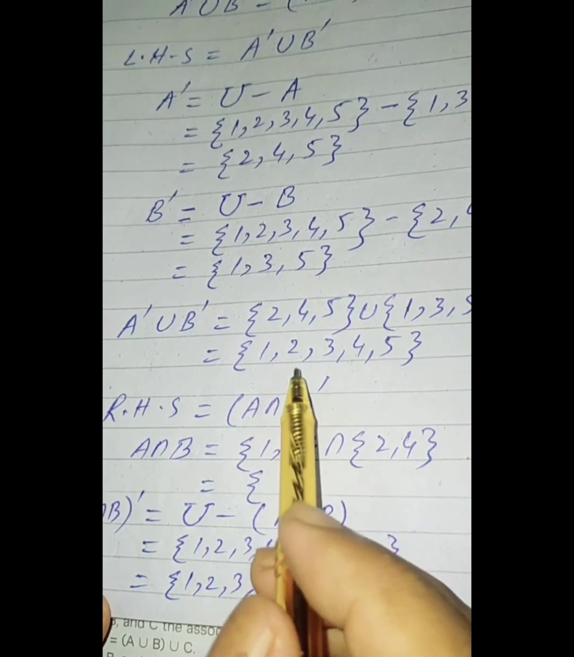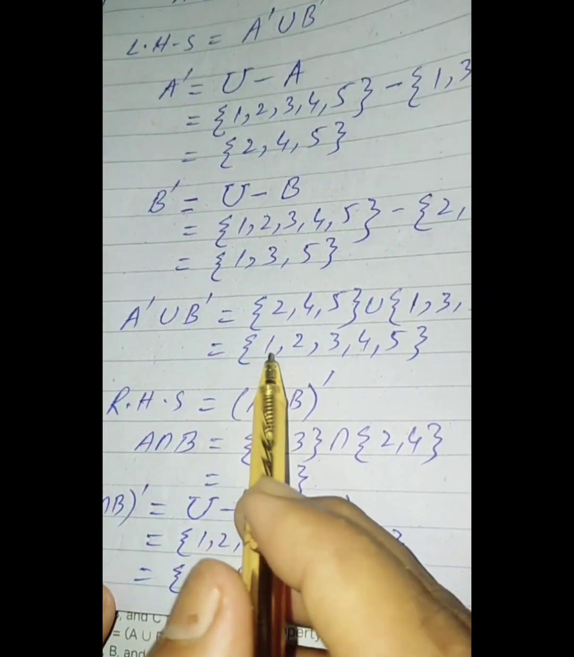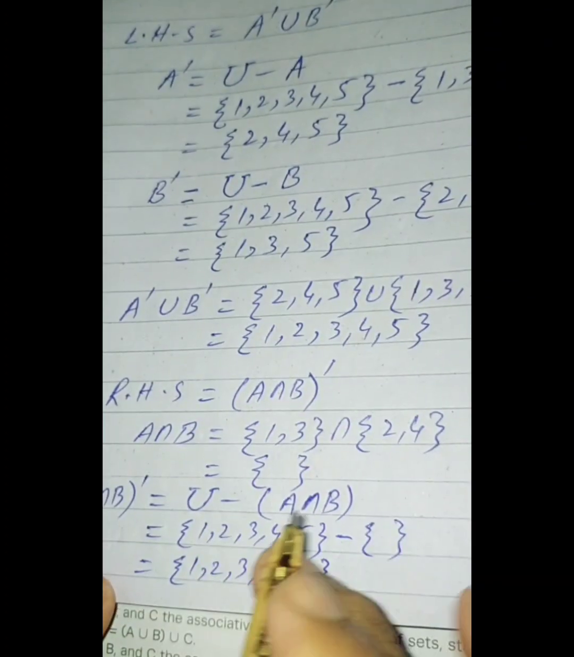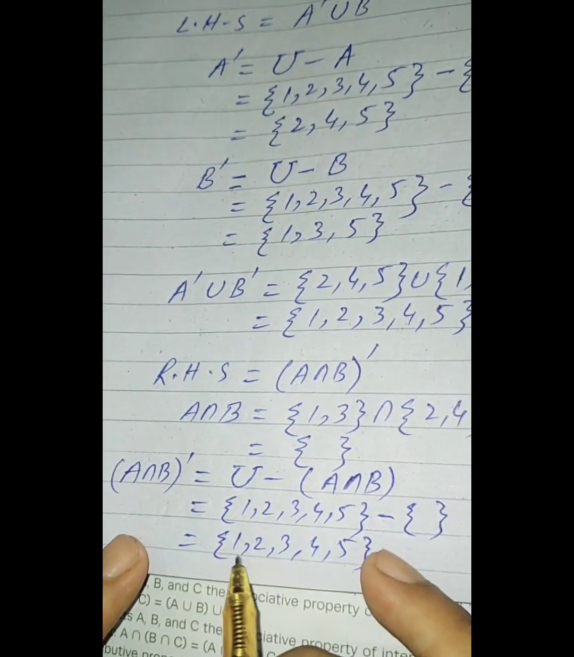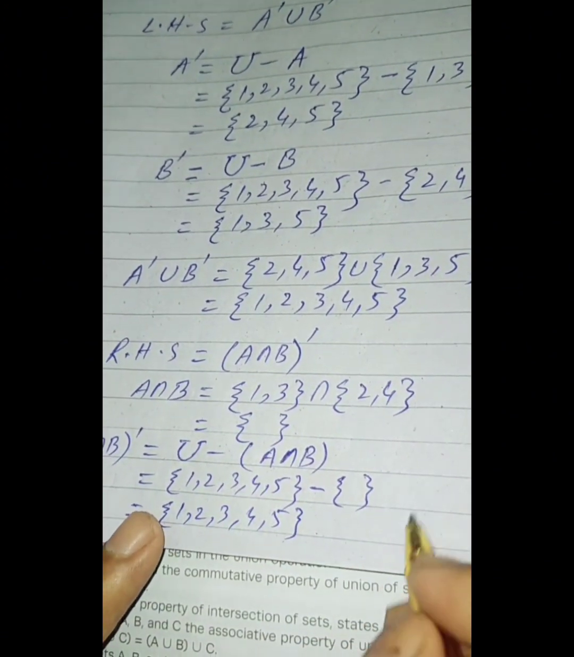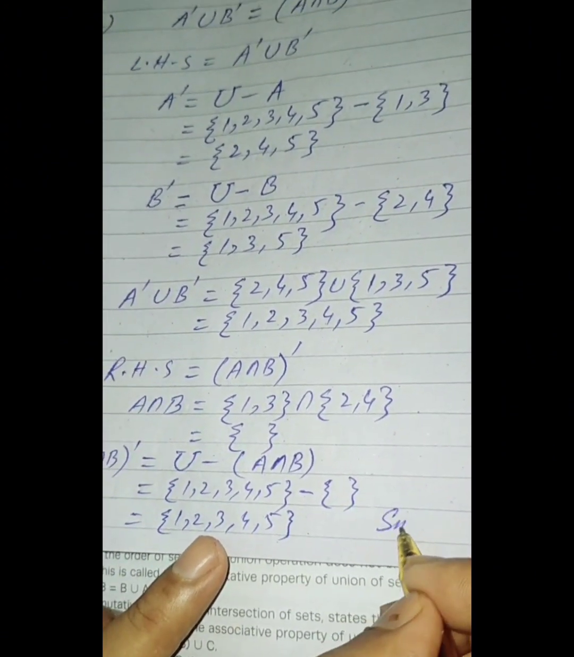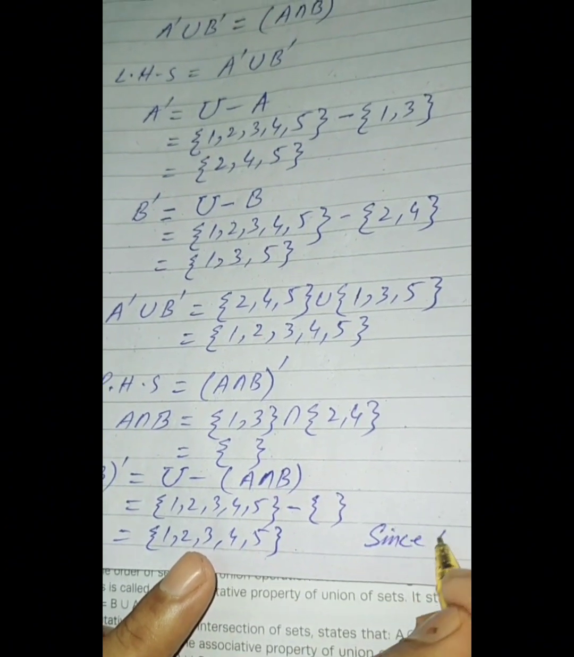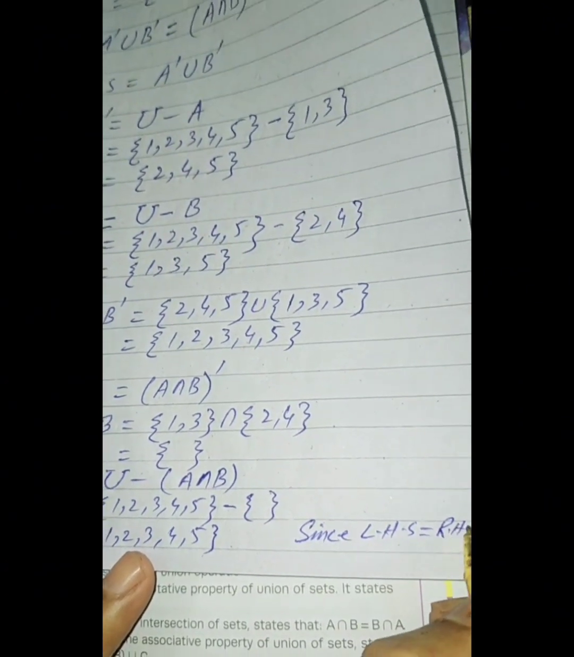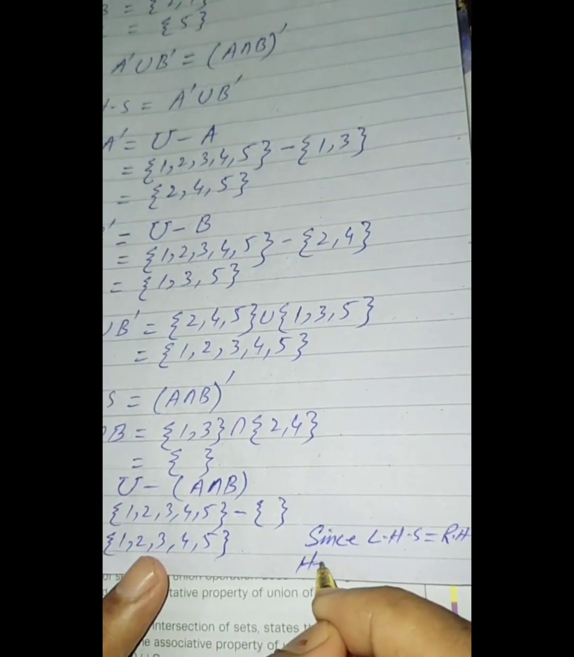Okay, now the value of left hand side is a set containing 1, 2, 3, 4, 5, and the value of right hand side is a set containing 1, 2, 3, 4, 5. So it means both the sides are same. So we will write since left hand side equals right hand side, hence proved.